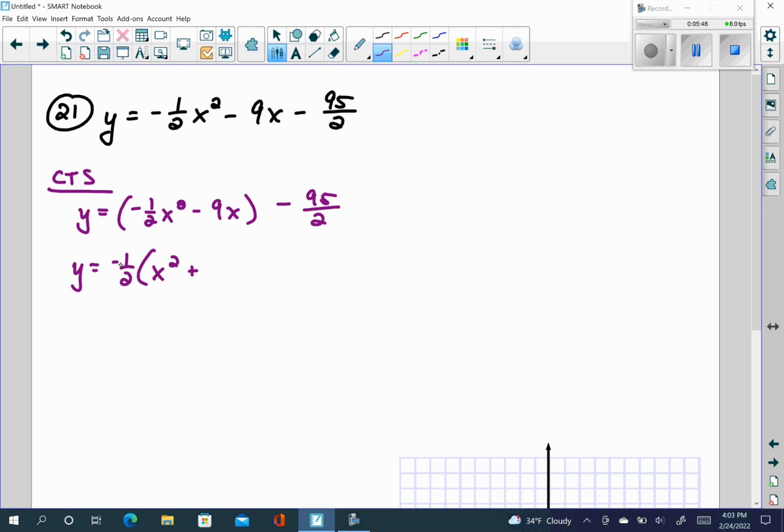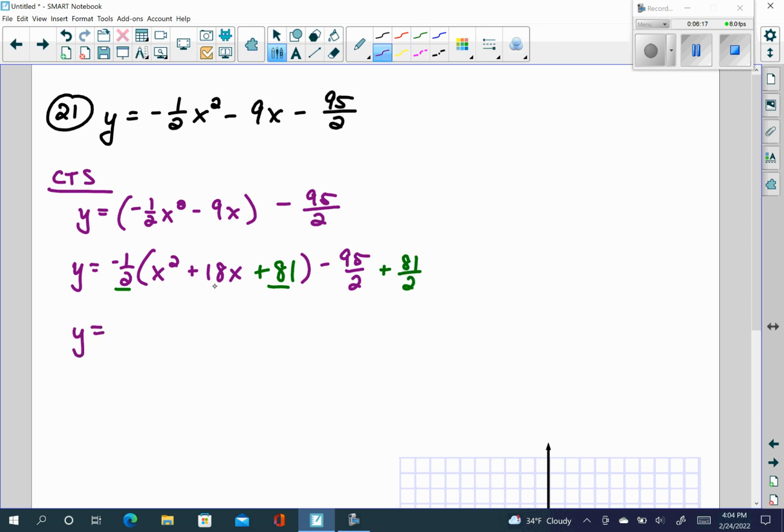Now, because this is a half, I need to take half of the number that's right here to get a 9. So half of 18x is 9x. Leave some space to complete the square. Still keep the minus 95 halves. So what are we going to add? Half of 18 is 9. 9 squared is 81. What did we really write over here? 81 times a negative 1/2 is a negative 81 over 2. We need to do the opposite, so we need to add 81 over 2.